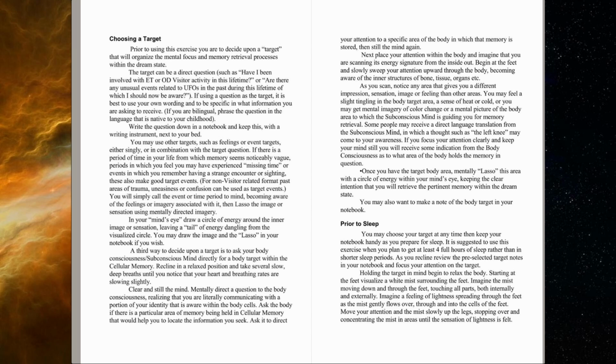Some people may receive a direct language translation from the subconscious mind, in which a thought such as "the left knee" may come to your awareness. If you focus your attention clearly and keep your mind still, you will receive some indication from the body consciousness as to what area of the body holds the memory in question. Once you have the target body area, mentally lasso this area with a circle of energy within your mind's eye, keeping the clear intention that you will retrieve the pertinent memory within the dream state. You may also want to make a note of the body target in your notebook.